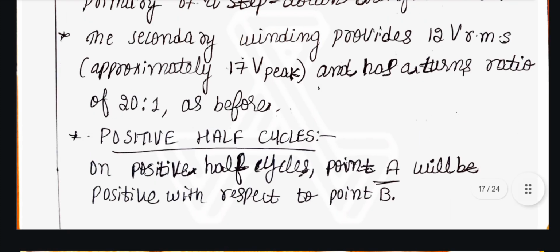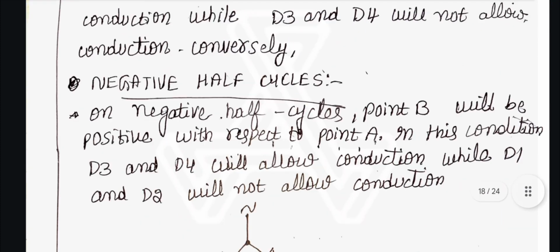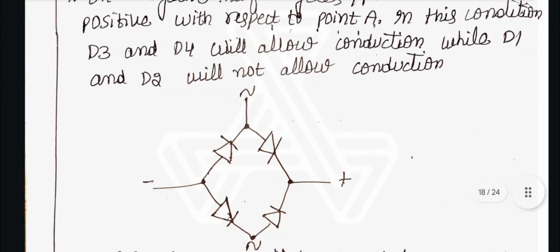As before, consider the positive half cycle. On positive half cycles, point A will be positive with respect to B. In this condition, D1 and D2 will allow conduction, while D3 and D4 will not. Conversely, on negative half cycles, point B will be positive with respect to A. In this condition, D3 and D4 will allow conduction, while D1 and D2 will not.